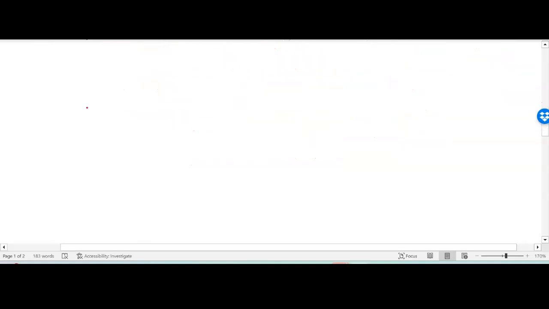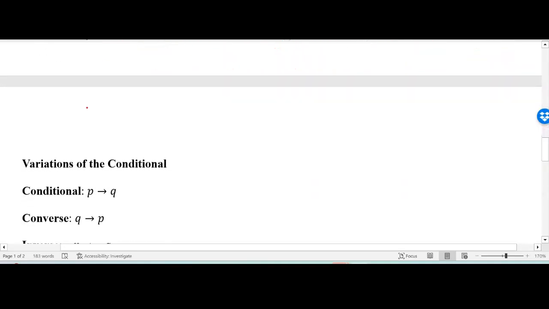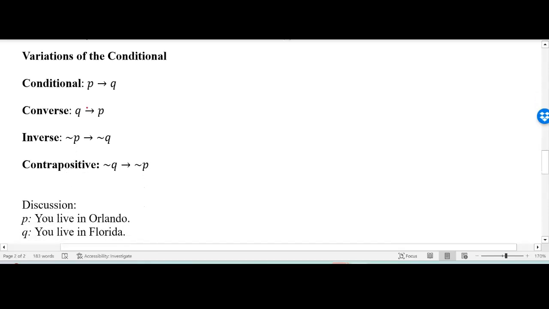Now let's go down here. Here are variations of the conditional. This is what we call them. All 4 of these right here are what we call variations of the conditional because they are different ways that we can write. There are different variations, sorry. So let's talk about the conditional. That's your usual, right? Your if P then Q. There's your conditional. What we call the converse is when we reversed it, flipped it. If Q, then P. So if we flip it, it's the converse.